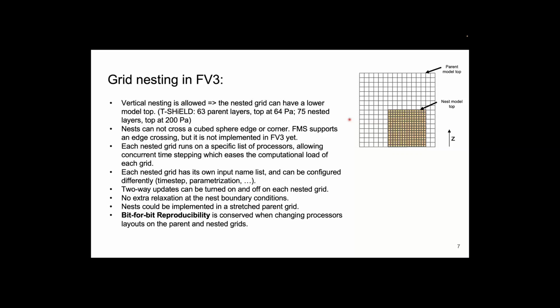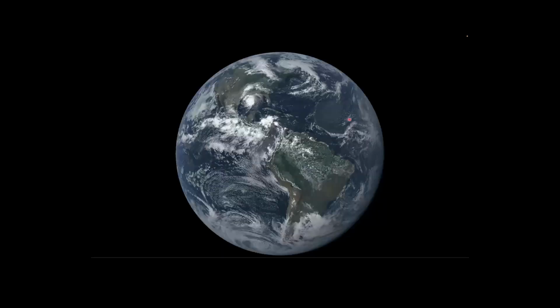And the last point here is the algorithm. We try to make it bit-for-bit reproducible, and at the moment it is that way. We spent a lot of time making sure that reproducibility is conserved, especially when you change the processor layouts on the parent and nested grid and use very irregular domains. We worked very hard to make this algorithm reproducible, and it wasn't very straightforward to do.